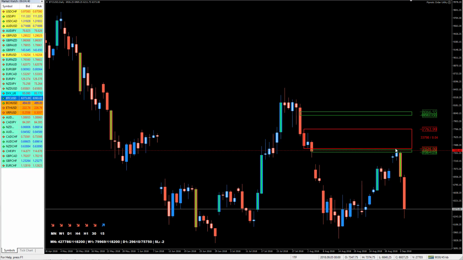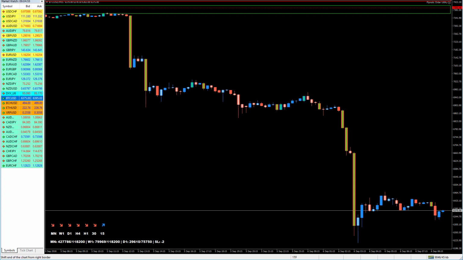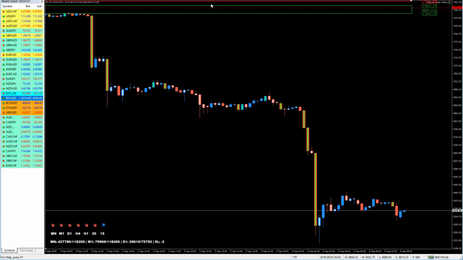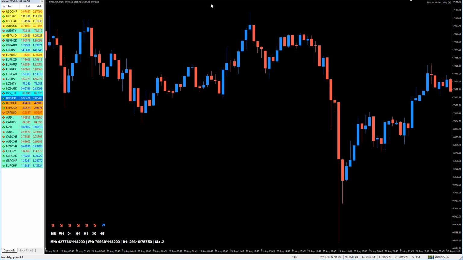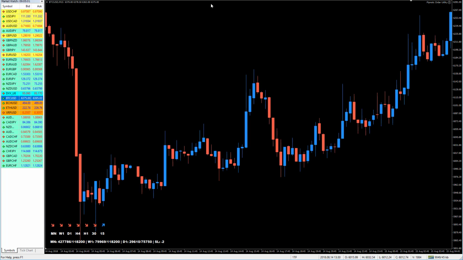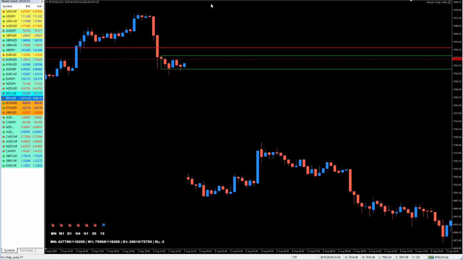Let's have a look exactly in here at what happened, and then we'll have a look for a place to buy a little bit lower down. Let's go to the green 15-minute candle, and we're going to zoom, scroll back and have a look and see what price did. Okay, here we have it. So this is where price went to.